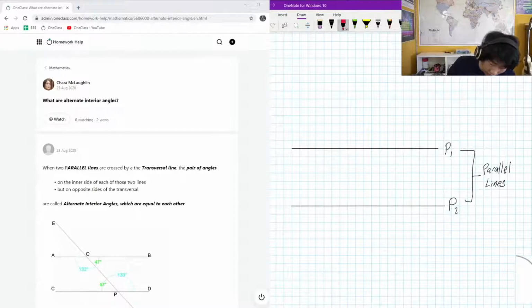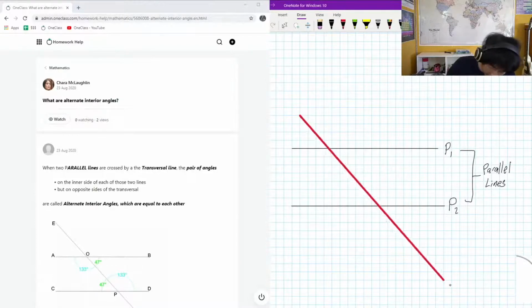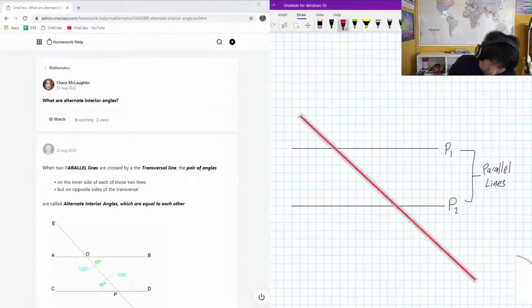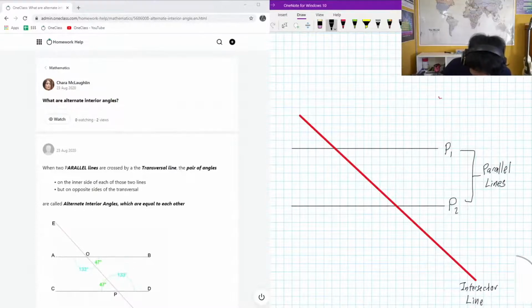So if I draw a colored line like this, the red line, okay, so if this is our intersector line, we can see that it makes some angles with the two parallel lines. Now, what these angles are is we know that this angle, let's call that angle A.